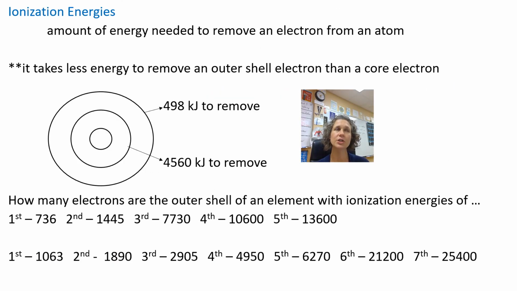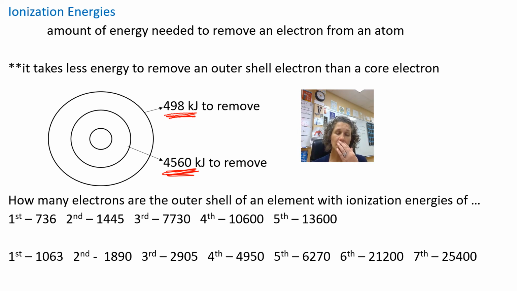So now ionization energies can be used to determine some things about the atom. Ionization energy is actually the energy needed to remove an electron from an atom, because that's how tightly they're holding on. And it has been determined that it takes much less energy to remove an outer shell electron than a core electron. So on my picture here, this outer shell electron is only going to take about 500 kilojoules, whereas as you move in one energy level, it's going to take almost 5,000. So where you see these big jumps is where you can determine where we go from outer shell to inner shell.